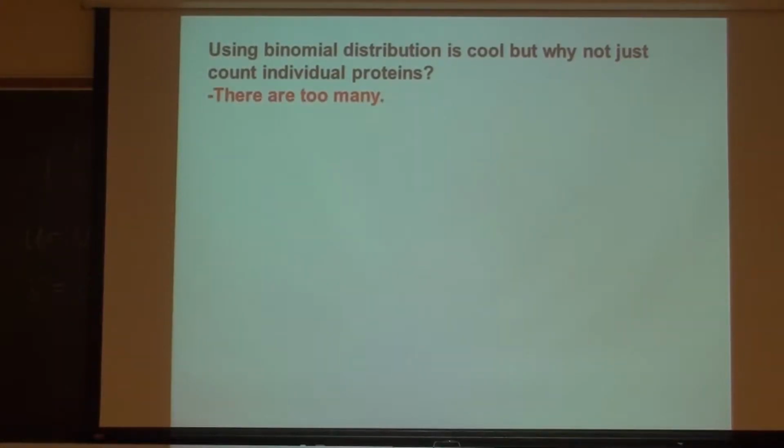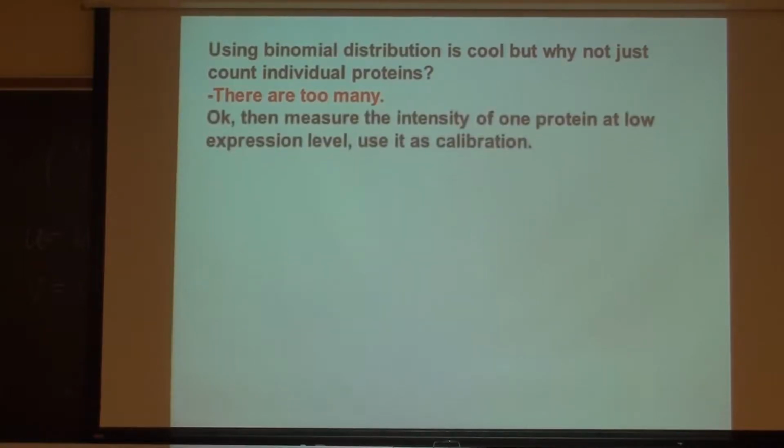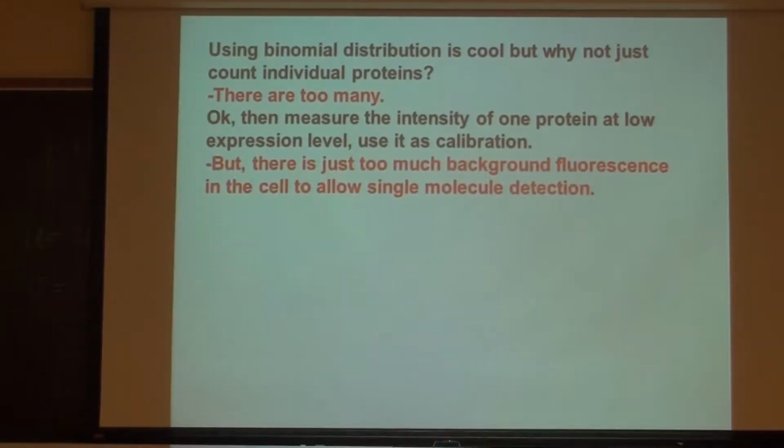The problem is that there are actually too many in the cell. If you have a lot of proteins, you cannot see them as individual proteins. And okay, so then maybe you measure the intensity of one protein at low expression level and use it as a calibration, and then convert the total intensity of the cell to a number of proteins. But usually there's just too much background fluorescence in the cell to allow single molecule detection in many cases.